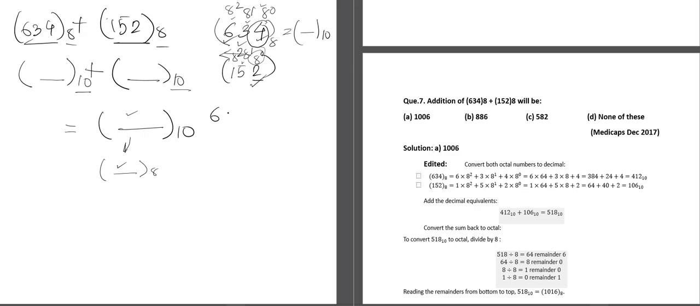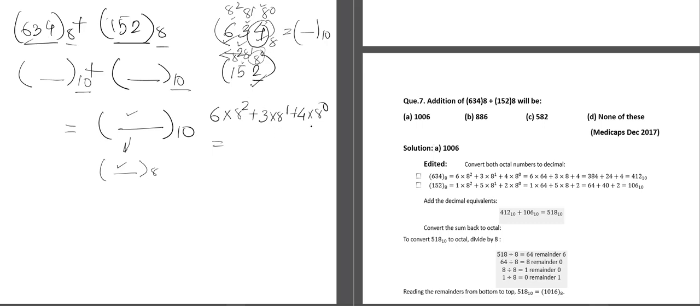So 6 has a positional weight of 8 to the power 2, so 6 should be multiplied with 8 to the power 2. Then we will add 3, which has a positional weight of 8 to the power 1, so 3 into 8 to the power 1. Then 4 has a positional weight of 8 to the power 0, so 4 into 8 to the power 0. So 6 into 8 to the power 2 is 6 into 64. 3 into 8 to the power 1 will be 3 into 8, which is 24.